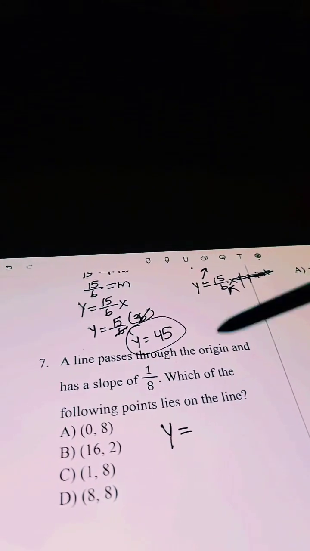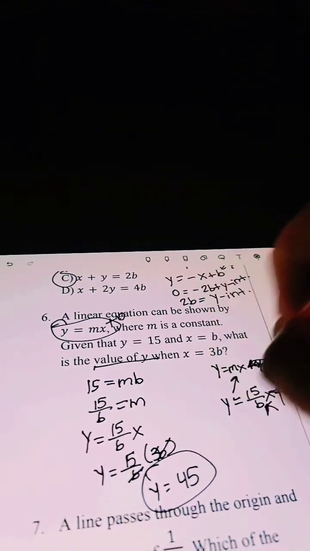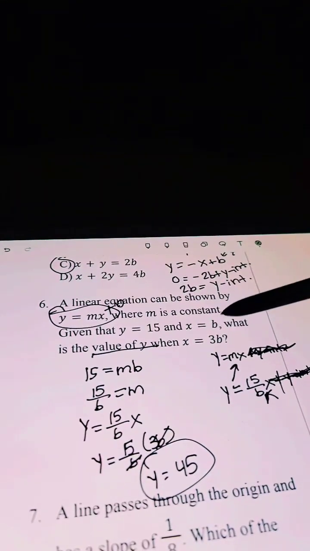that problem was meant to be confusing. It's really hard to keep track of what I'm saying and what I'm doing when all the letters are mixed up like this. But basically this b does not mean the same thing as the b in y equals mx plus b.